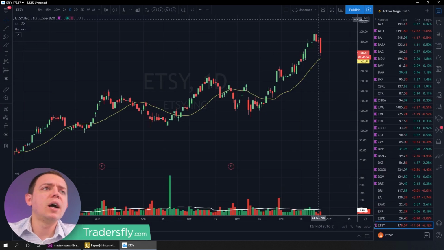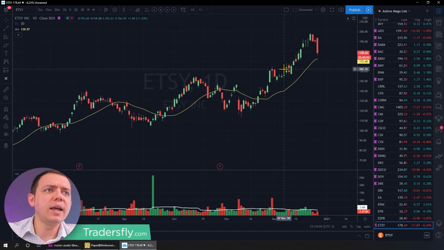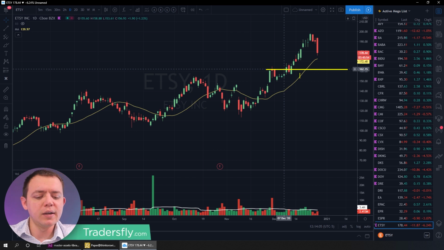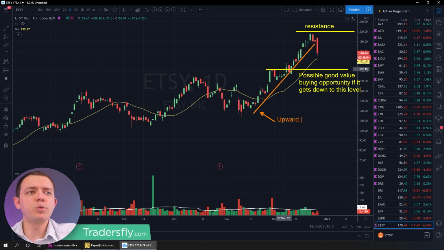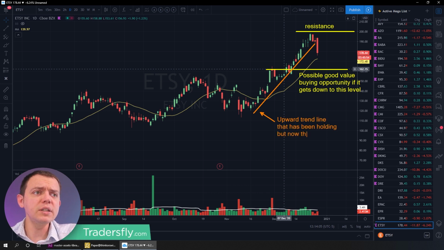Let's look at Etsy. Some of these big companies like Etsy and Pinterest, these social media ones, are struggling a little bit today. So here's a possible good value opportunity if it gets into those levels. You are seeing some resistance. Really, you're coming right into that resistance right around 200. These have been moving very, very well. If you look at this trend, here's your upward trend line that has been holding. Now the stock is stretched, and this trend is being broken. So this could be an issue.